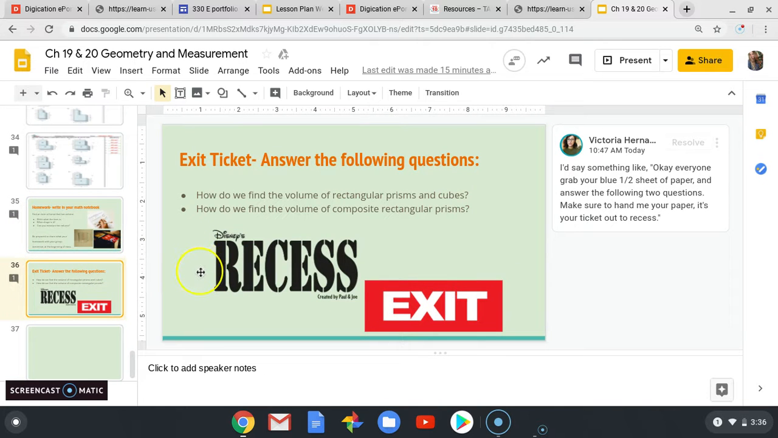Our exit ticket. Okay, everyone, grab your blue half sheet of paper and answer the following 2 questions. Make sure you guys hand me your paper because it's your exit ticket to recess. How do we find the volume of a rectangular prism and cube? How do we find the volume of composite rectangular prisms? You guys will be turning this in like I said, so write question number 1 down and question 2, and make sure to give me the formula in these, okay?